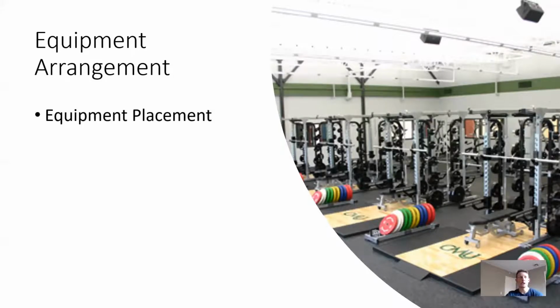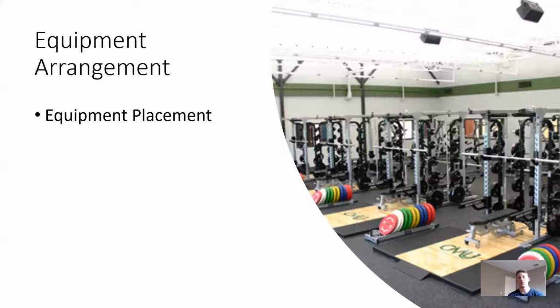We first need to find within that space where to place this equipment. It depends on what equipment you have. If you have platforms, make sure the ends of the barbells are 36 inches away from each other, and make sure that those platforms are spaced out adequately. We don't want those platforms too close to each other.